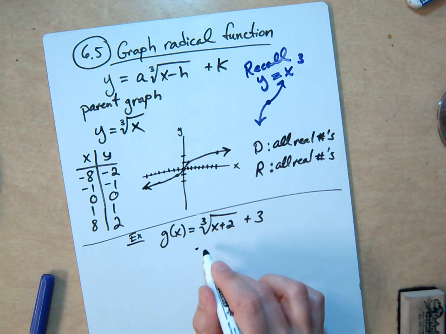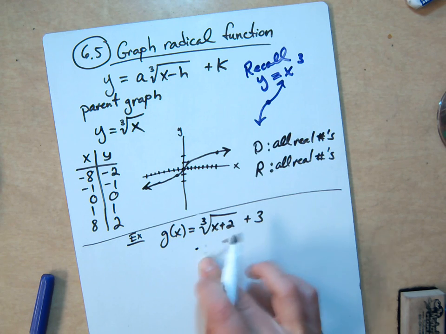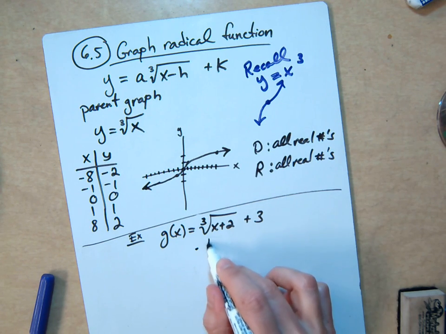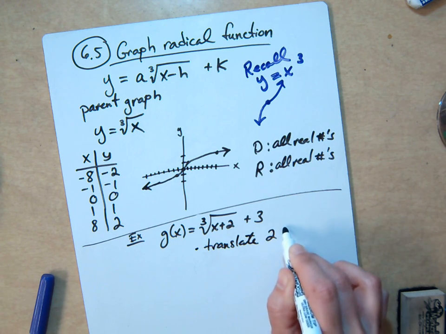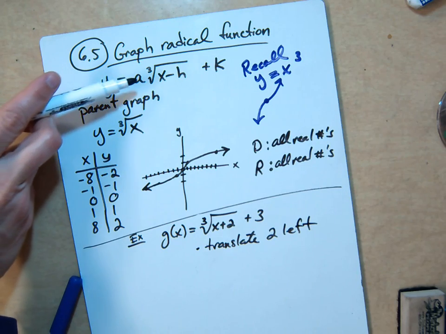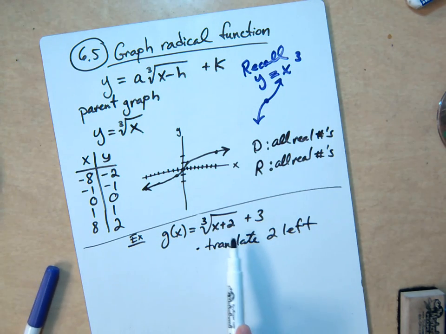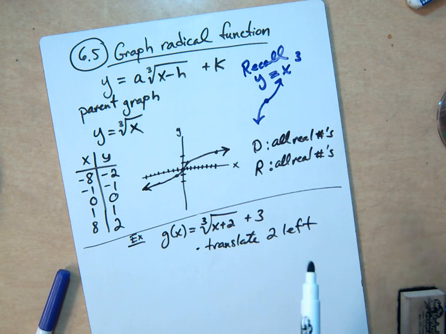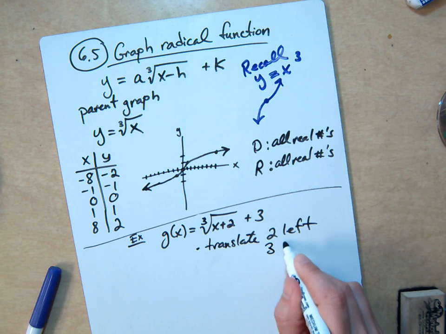It moves. Good. So I'd say translate. Is it 2 to the right though? Yeah, 2 to the left. You have to compare to the formula here. It's x minus h, so it's the opposite of what you would think. So translate 2 left and 3 up. There we go.